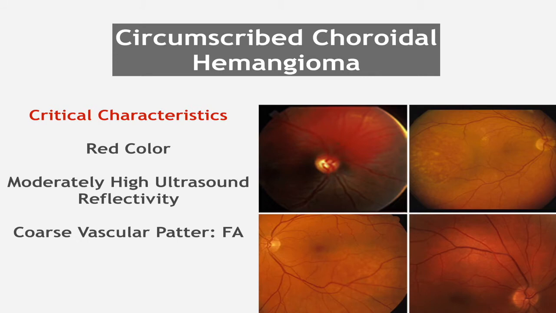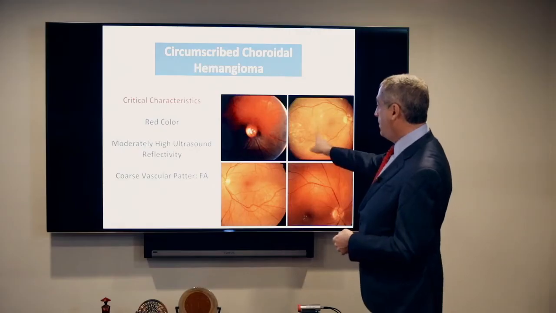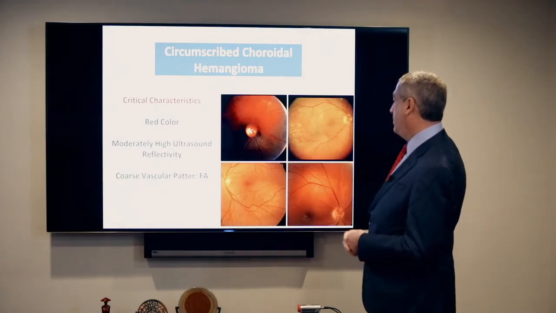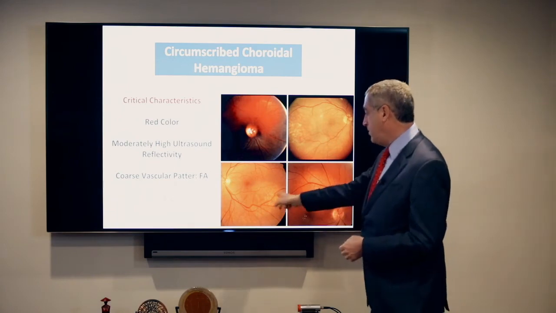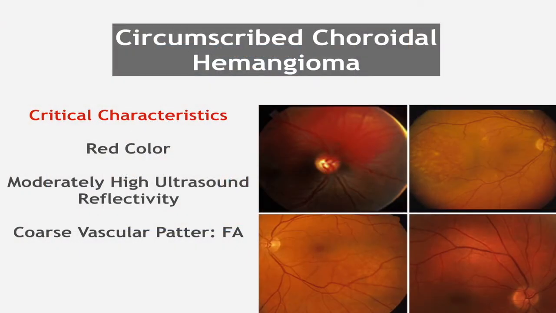We'll figure out what it is first. So the circumscribed choroidal hemangioma, this is several cases: this reddish tumor next to the disc here, or this orange tumor that's temporal to the macula, or inferior to the macula, or supratemporal to the macula. All of these are hemangiomas. They tend to be reddish, have a moderately high internal reflectivity, and a coarse vascular pattern on angiography.